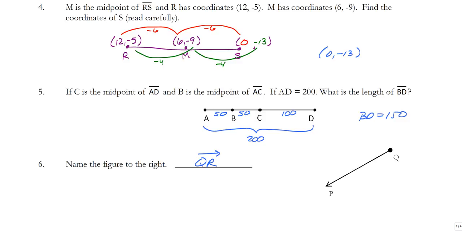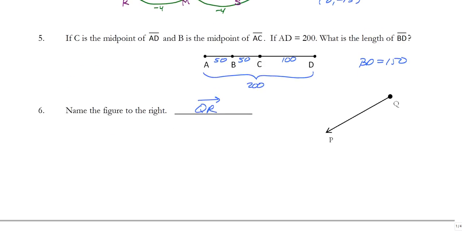Naming number 6, it's ray QR. I understand that it looks like it's pointing down and left, but when we name rays, the first letter is the starting or our endpoint, and our second letter is where it's going. So that should actually say QP, not QR. But, my bad.